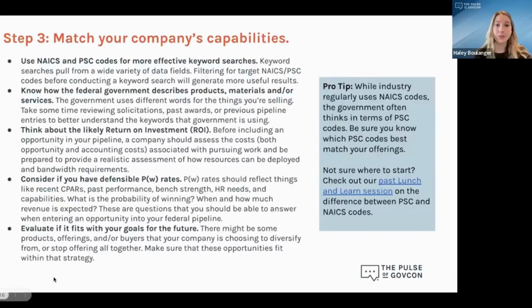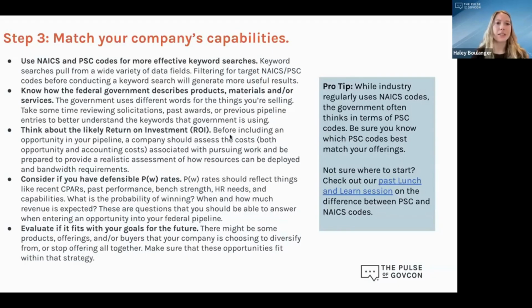Step 3 would be to start filling in the pipeline and matching your company's capabilities. A good starting point for this is using the NAICS codes and PSC codes for more effective keyword searches. Industry tends to think in terms of NAICS codes, and government likes to use PSC codes. So that's always something to keep in mind and make sure that you know which PSC codes best match your offerings. If you need a little bit of assistance on this, we do have a past lunch and learn that you can access as well.